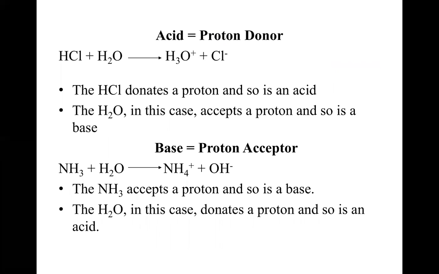So here, the acid, when it reacts with water, donates its proton, forming the Cl negative ion. So it's an acid, whereas water in this case accepts a proton, and so it's a base. In the second example, a base is a proton acceptor. When ammonia reacts with water, NH3 accepts a proton and forms the NH4 positive ion. So it's a base, okay? Whereas the water in this case donates a proton, and so it's an acid.